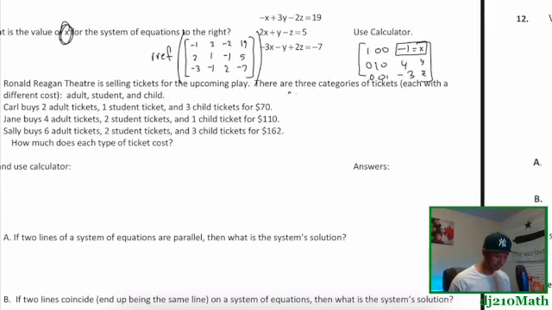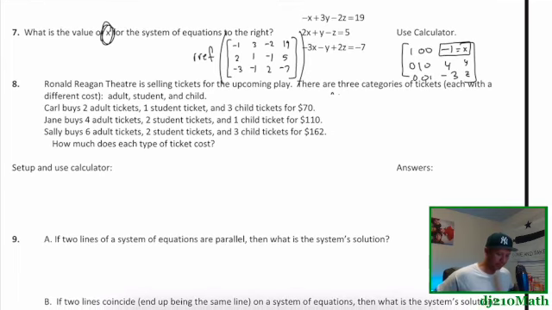Number 8. Ronald Reagan Theater is selling tickets for the upcoming play. There are 3 categories: adult, student, and child. So A, S, and C. Notice the way this is set up. Carl buys 2 adult, 1 student, 3 child for $70. Jane buys 4 adult, 2 students, 1 child for $110. Sally buys 6 adult, 2 students, 3 child for $162. How much does each type cost?